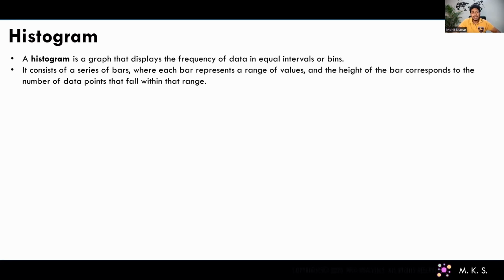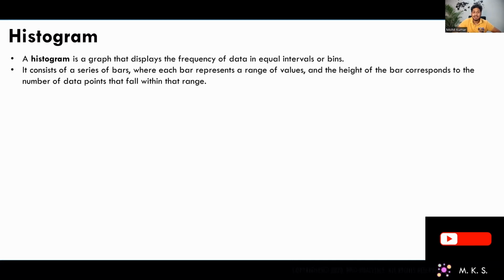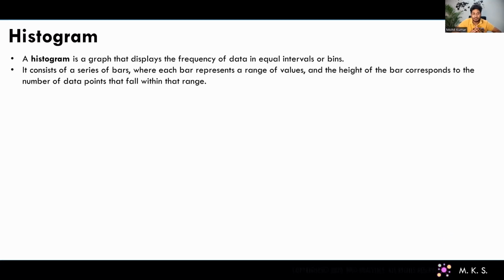Right? So histogram, it is a graph, guys, which displays the frequency of data lying in equal intervals or bins. Right? It consists of a series of bars. So the bars represent the range of values on the x-axis, and on the y-axis we will have the number of data points or the frequency that fall within that particular interval. Right? So now let's understand these 2 points using a simple example.